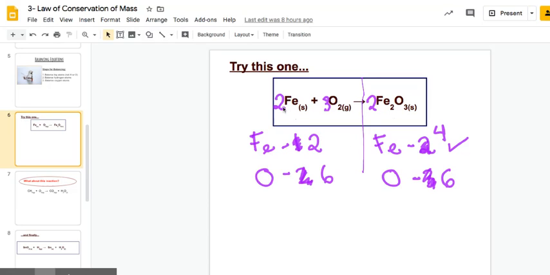Okay? So now I have to go back. I can always change coefficients. And this 2 now needs to become a 4. So I can always check. So I go irons 4, balanced, oxygen 6, balanced. I can now move on to my next question. Okay, let's try the next slide.